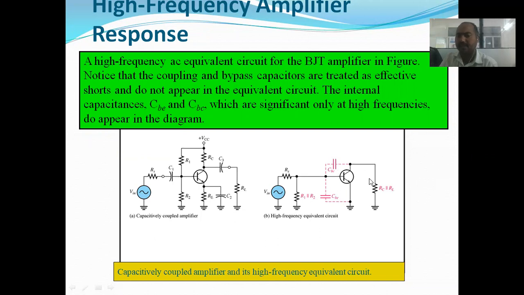That's why 3 internal capacitors, called parasitic capacitors, are generated with respect to the transistor. So whatever signal is applied across your input is consumed by these capacitors. That's why the output coming is less. This happens in case of the high frequency amplifier response, right?